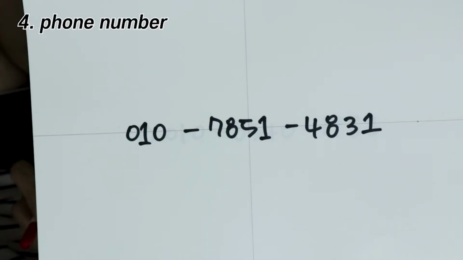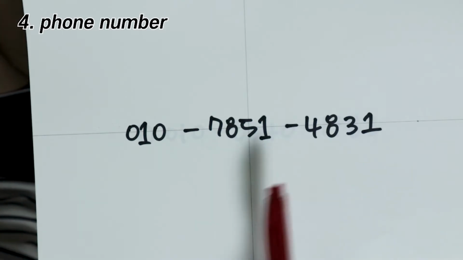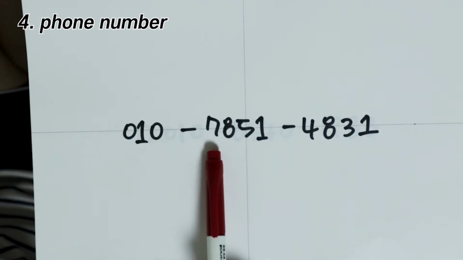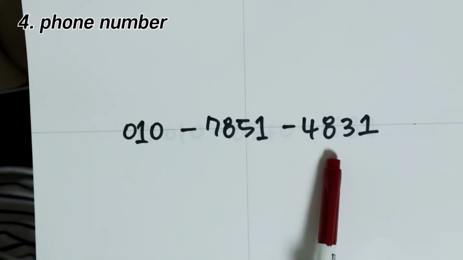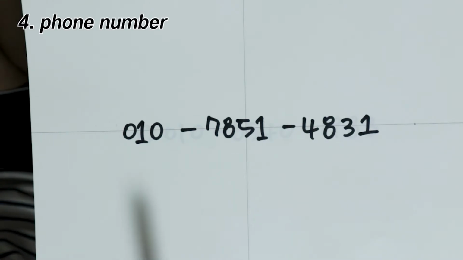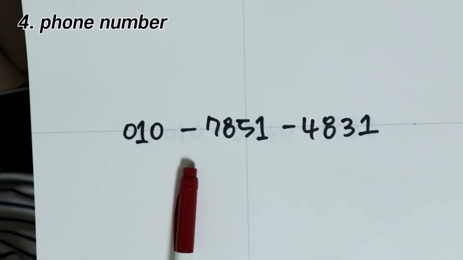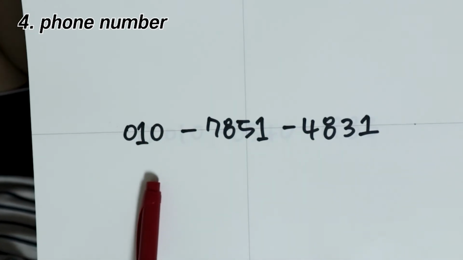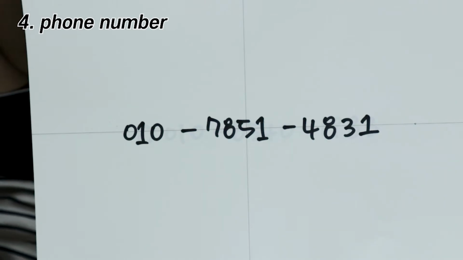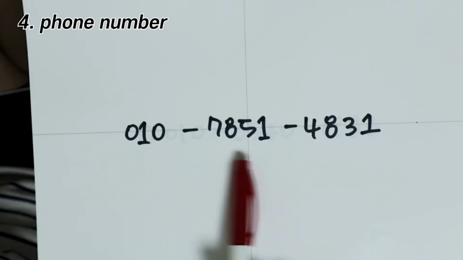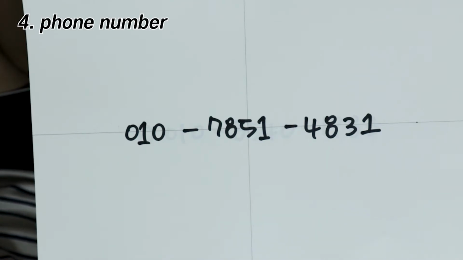This section is about phone number. Before starting this section, let me teach you something. Let's say this phone number. English speakers usually say 01078514831. It means they read or say phone numbers with each number instead of a big unique number. Of course, it depends on the individual, but people usually read or say phone numbers with each number. Koreans have the same habits.